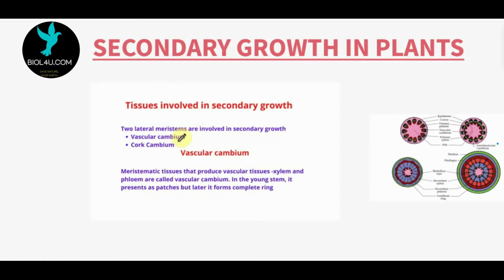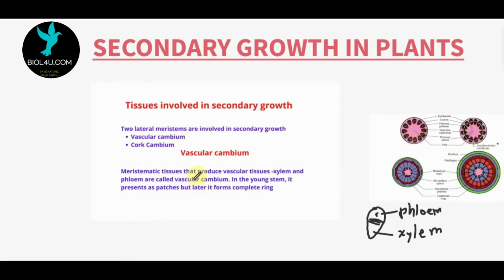So what is actually the vascular cambium? For example, this is one of the vascular bundles, and this vascular bundle has phloem. This is the phloem, and below that you can see the xylem. In between the phloem and xylem, there is a meristematic tissue, and this meristematic tissue is known as vascular cambium. Cork cambium means the cambium developed in the later stage just below the bark. So this is the cork cambium. This cork cambium and also the vascular cambium take part in secondary growth.